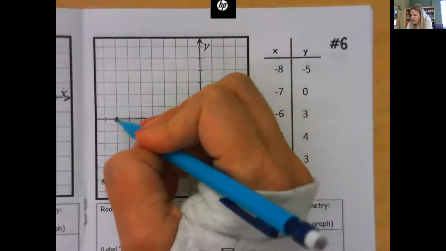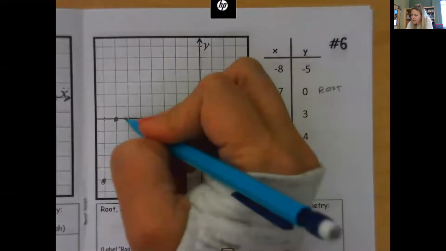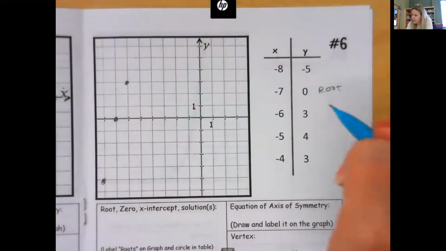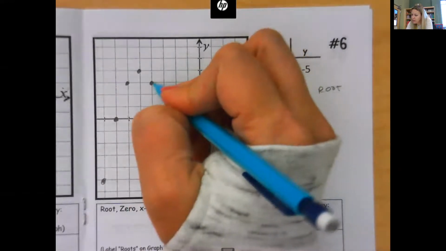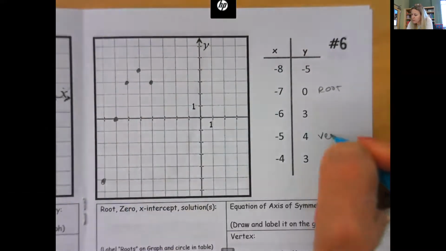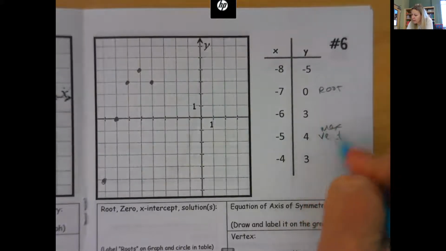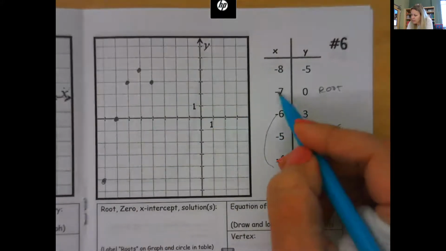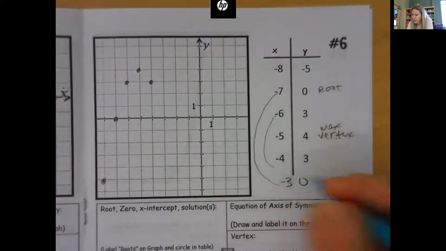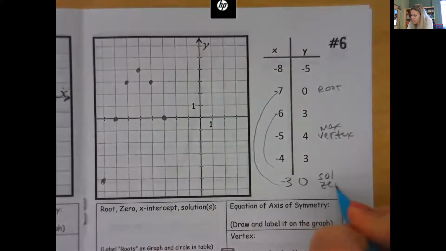7, 0, -7, 0. This does happen to be a root. -6, +3. -5, +4. And then you can see it goes down: -4, +3. So this is going to be our max vertex. We didn't have the other root, but if we continue this pattern, right, these are buddy points, then this next one would be our other solution, 0, x-intercept, root.